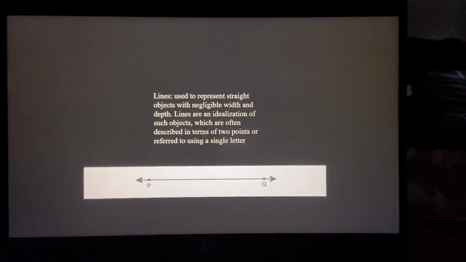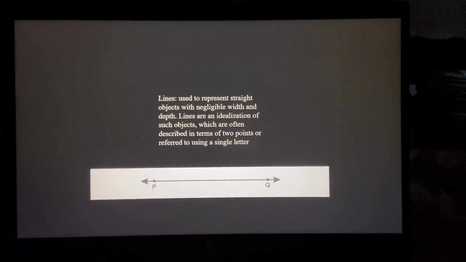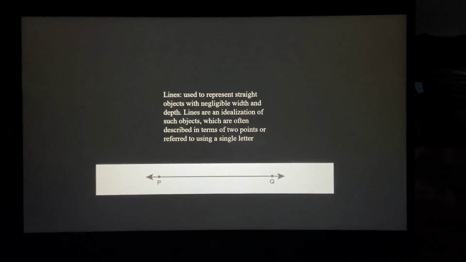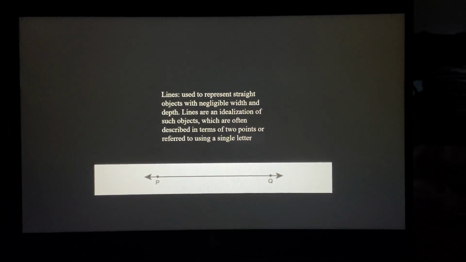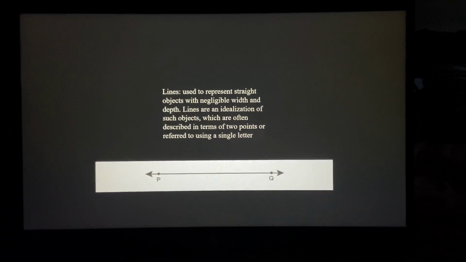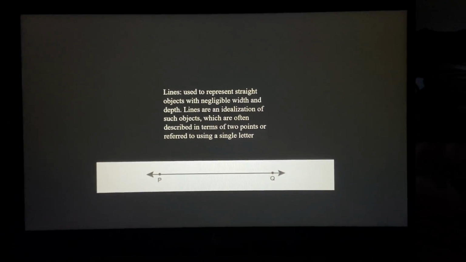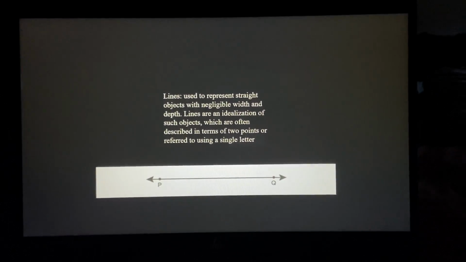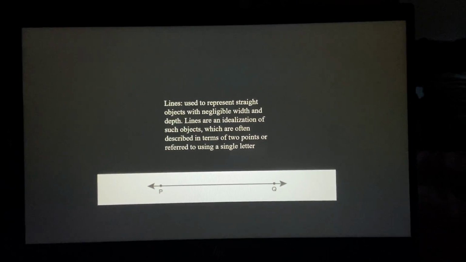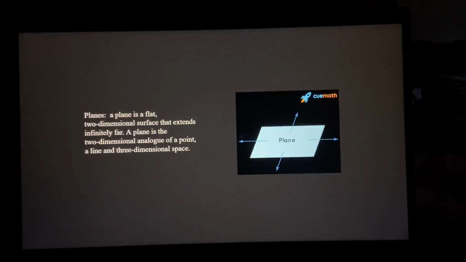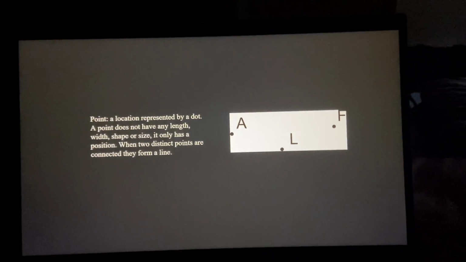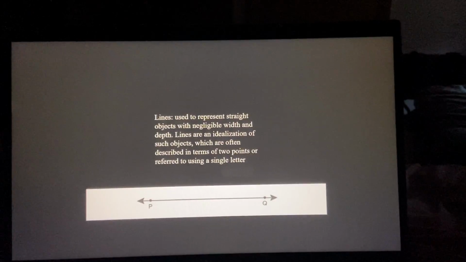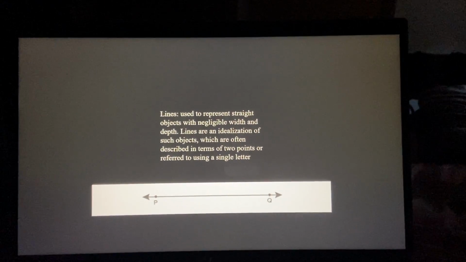What are lines? Lines are used to represent straight objects with negligible width and depth. Lines are an idealization of such objects, which are often described in terms of 2 points or referred to using a single letter. So, for example, P and Q are 2 different points in this example, and the line is what connects them.